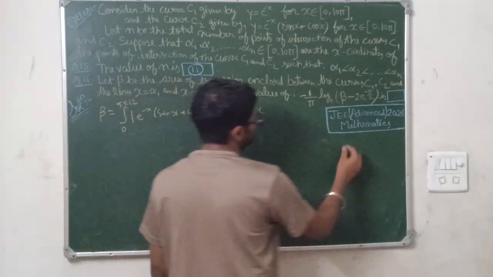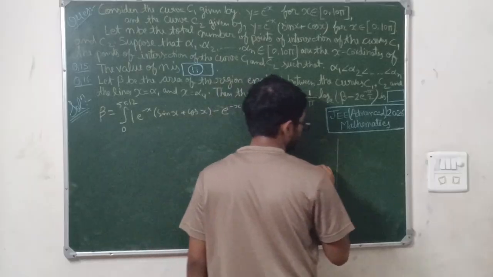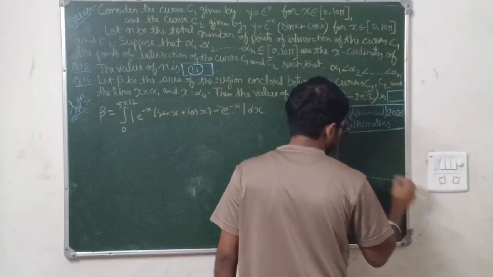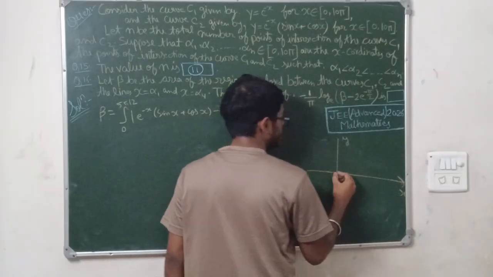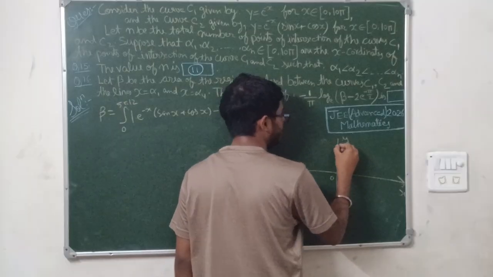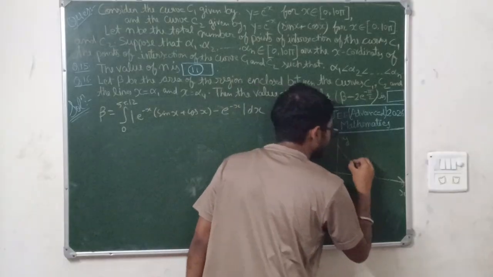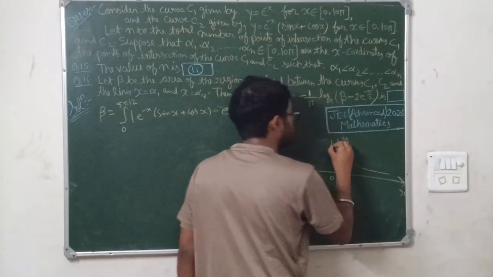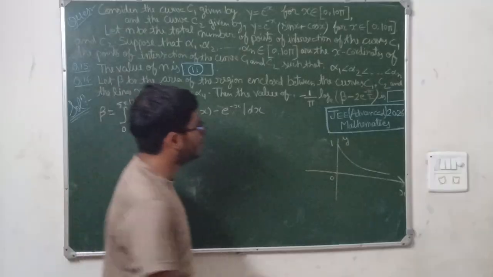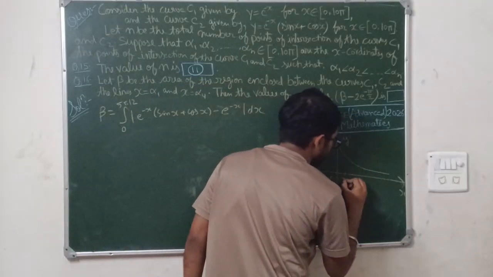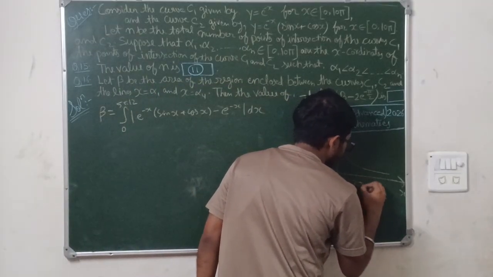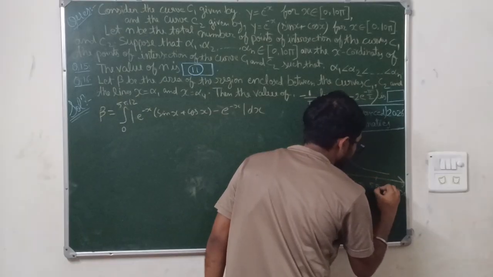I have shown you the graph. The graph I am drawing here again for you. X and y, this is 0. Now the graph y equals e to the power minus x is a decreasing function like this. It becomes 1 at x equals 0. So 0, this is pi by 2, this is 2 pi and this is 5 pi by 2.